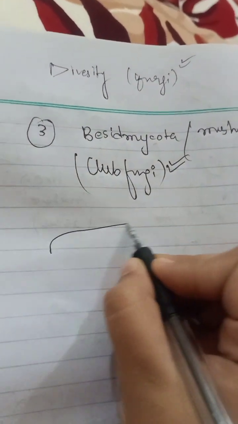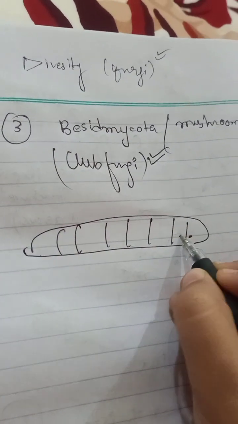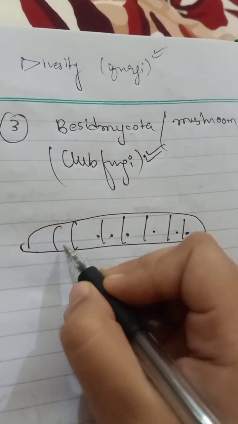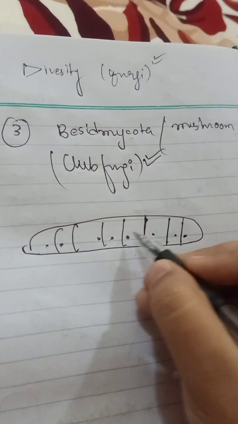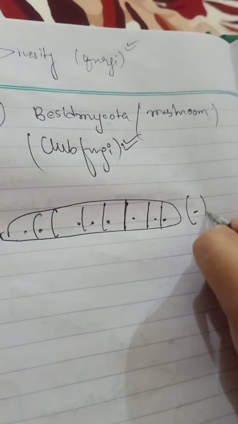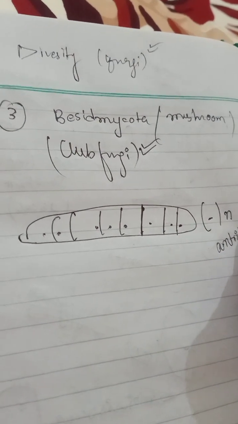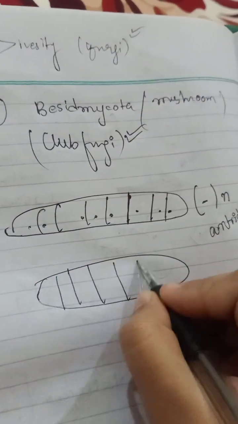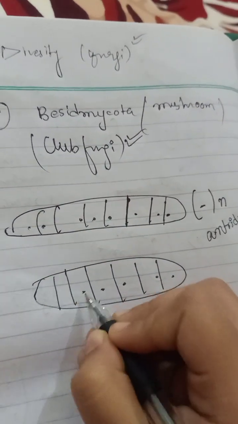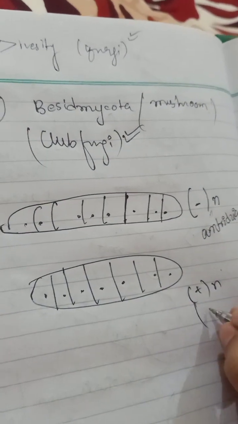As you all know, this is, for example, the mycelium, the body of fungi. This is monokaryotic and septate. Monokaryotic means having one nucleus, and septate means having walls. This is the negative end, which is the antheridia, which means the male one, and this is the female one. This is the female monokaryotic mycelium, which is the positive one, and this is the haploid oogonium.